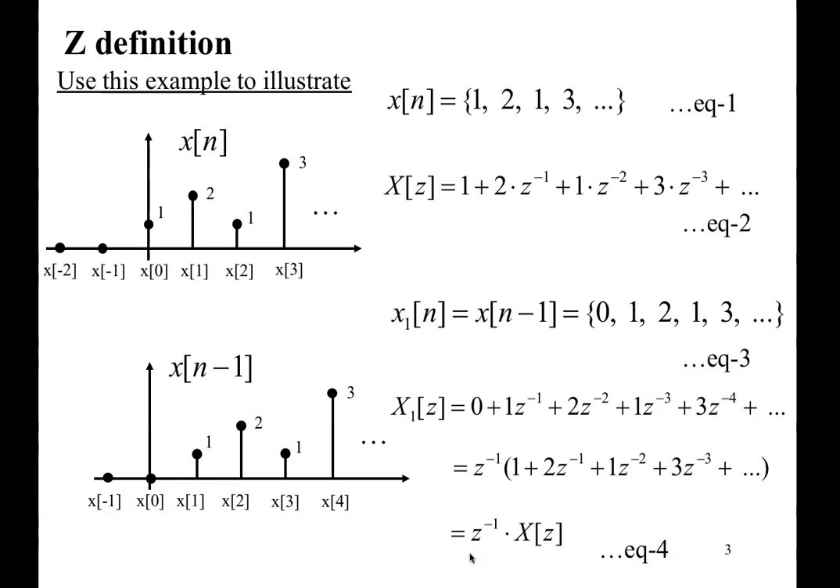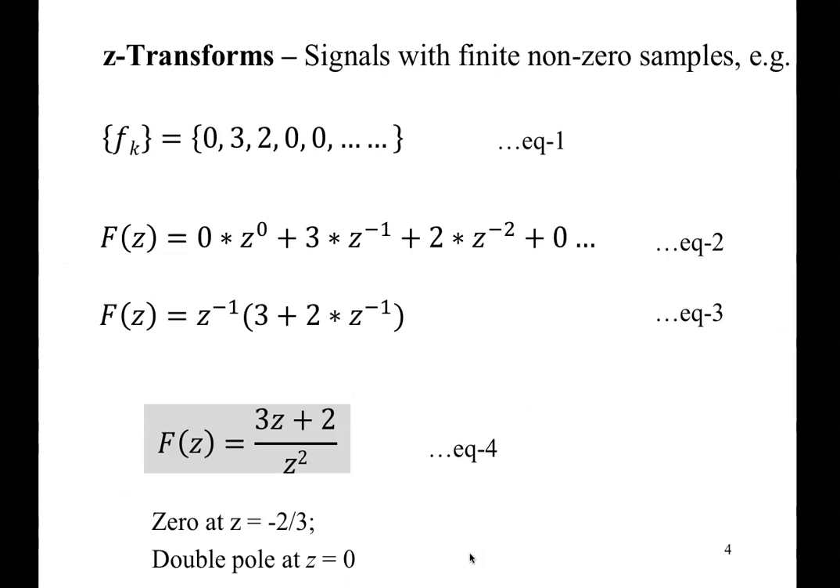A positive power would have the effect of moving it in advance. That means moving the sequence towards the left hand side by 1 interval. But Z minus 1 means you're delaying it. Okay, therefore Z minus 2 will represent a delay of 2 intervals. Z minus 3 would represent a delay of 3 intervals. So that's really the definition of Z here. Okay, it's fairly straightforward.